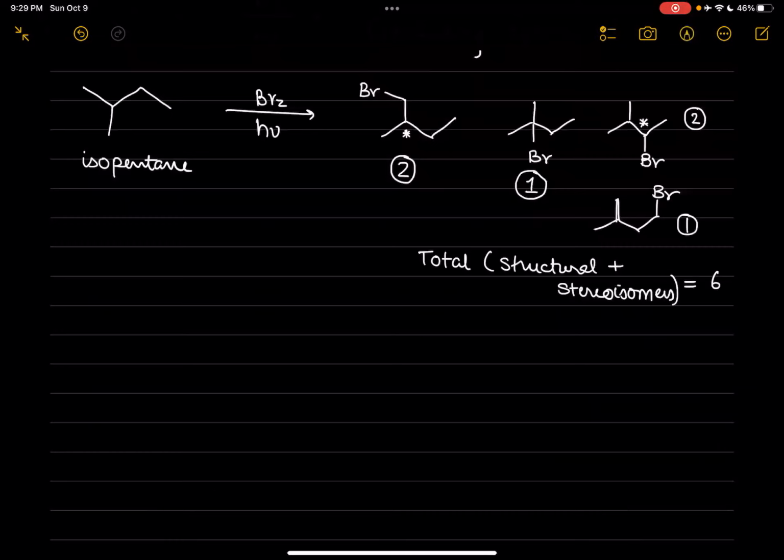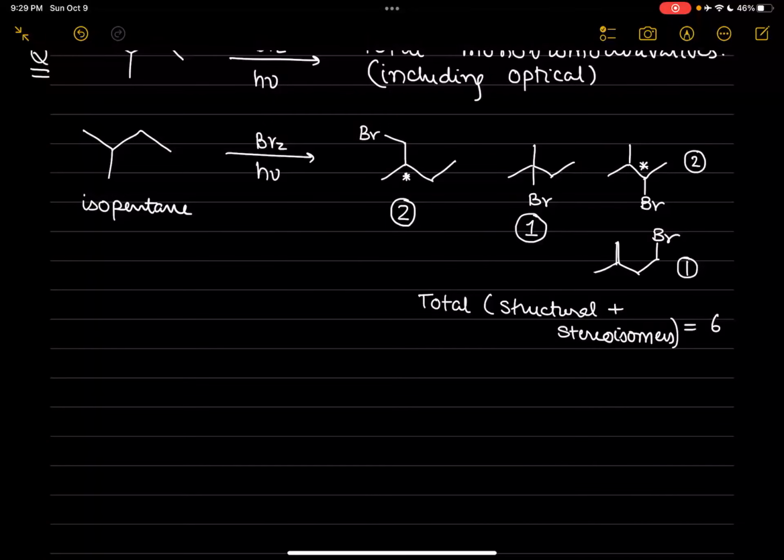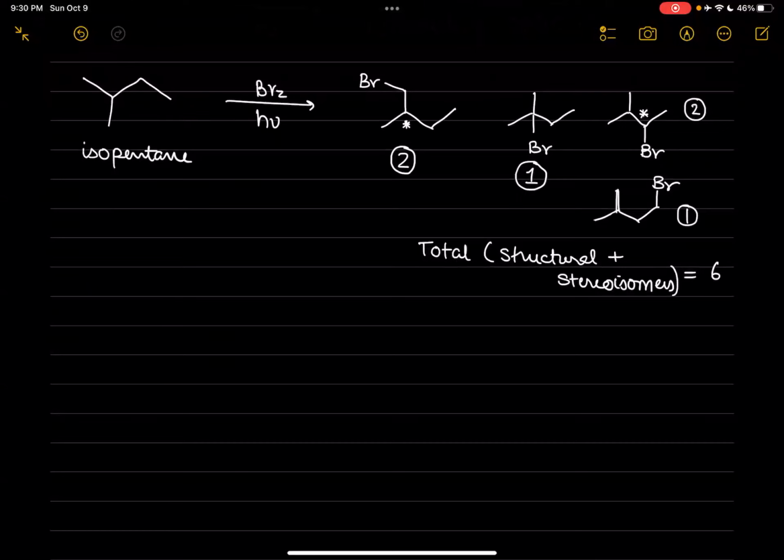So this is the photohalogenation, and there is one more point regarding the photohalogenation. Suppose, which is going to be the major product?